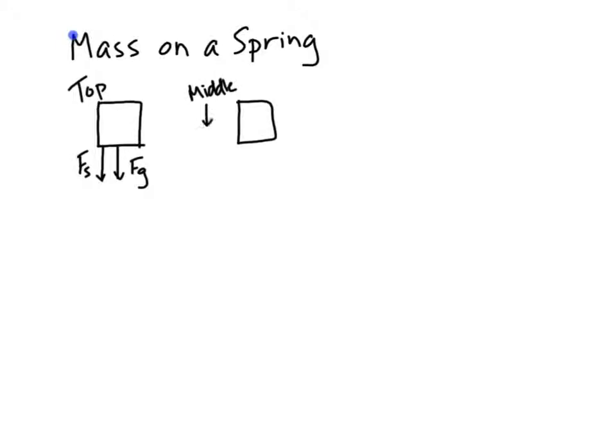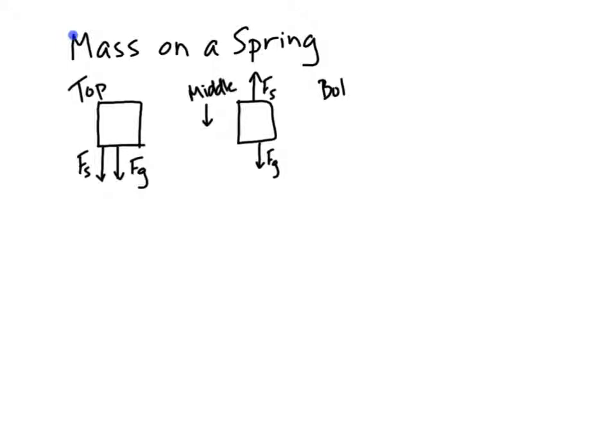All right, so what about at that middle point on the way down? Well, at the middle, the mass itself is at equilibrium. So that means if the weight is down, it must be counteracted by the spring force upwards.